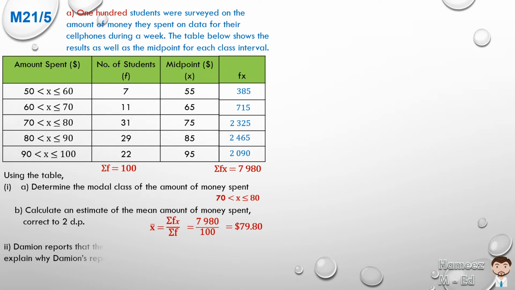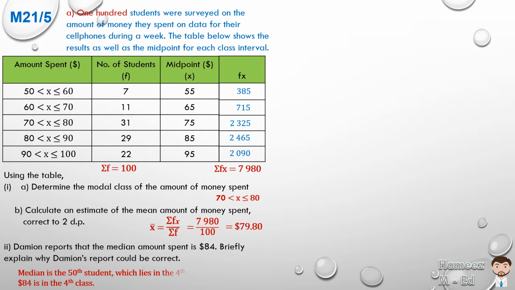And in Part 2, Damien reports that the median amount is $84. Briefly explain why Damien's report could be correct. So let's look at the number of students there are in all, 100 students. And exactly halfway in that will be 50. As such, we're trying to figure out where the 50th student lies, in which class interval.